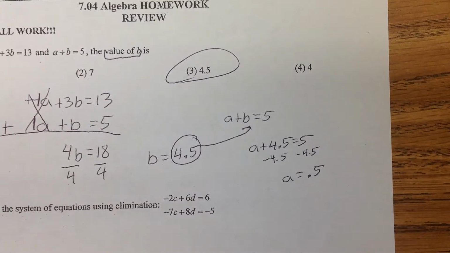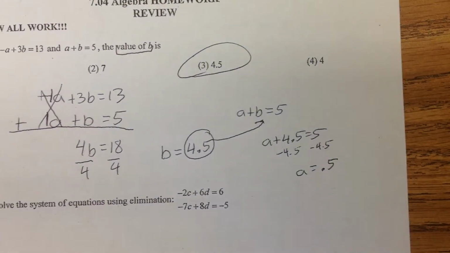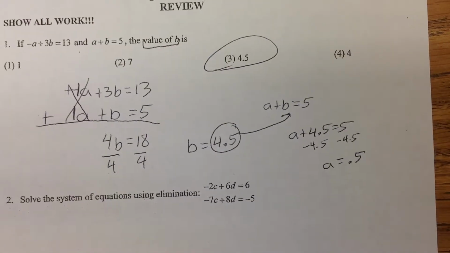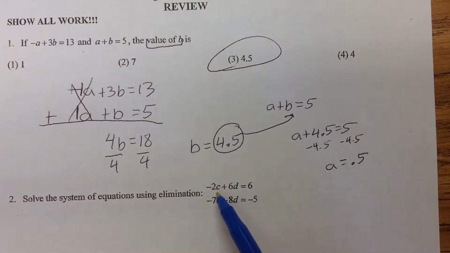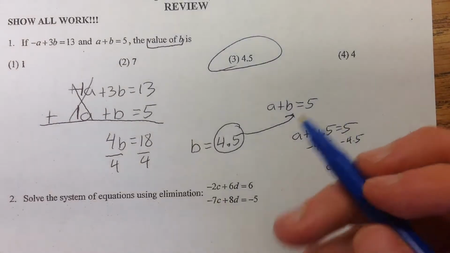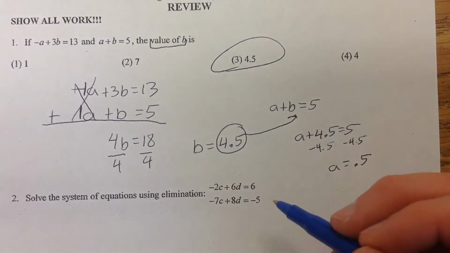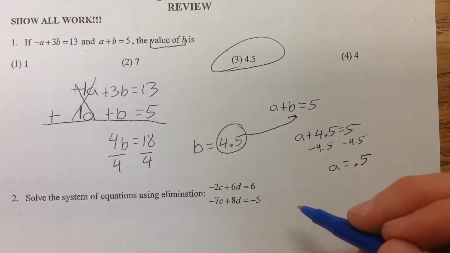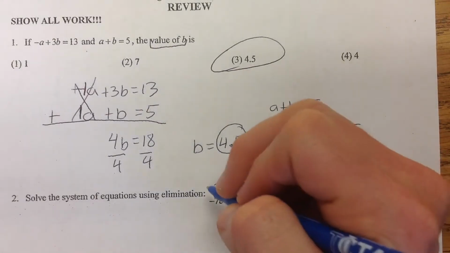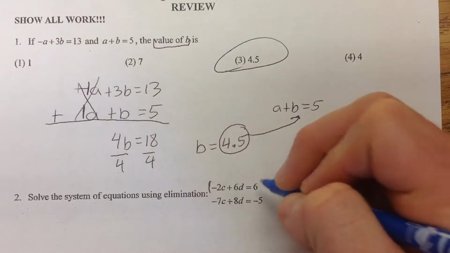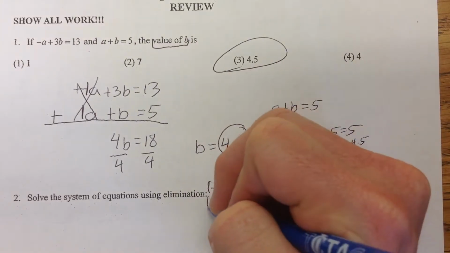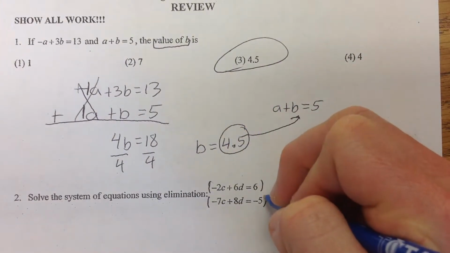Number 2, solve the system of equations using elimination. All right, so we've got two equations here. Elimination means we need to make opposites. Right now, I don't have any opposites, so I'm going to have to create them. That means I'm going to end up multiplying both equations by some number.